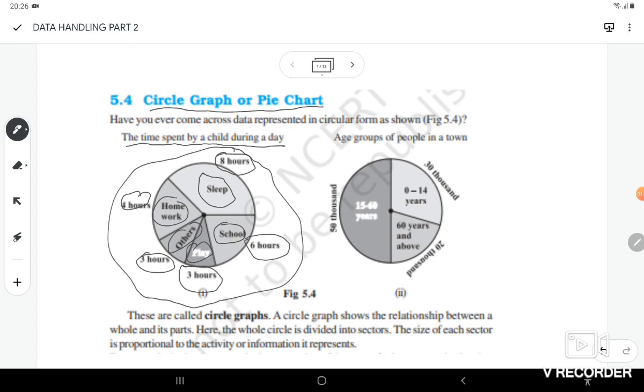Now let's see another example: age groups of people in a town. From 0 to 14 years, there are 30,000 people in the town, from 15 to 60 years, there are 50,000 people, and from 60 years and above, there are 20,000 people in the town.